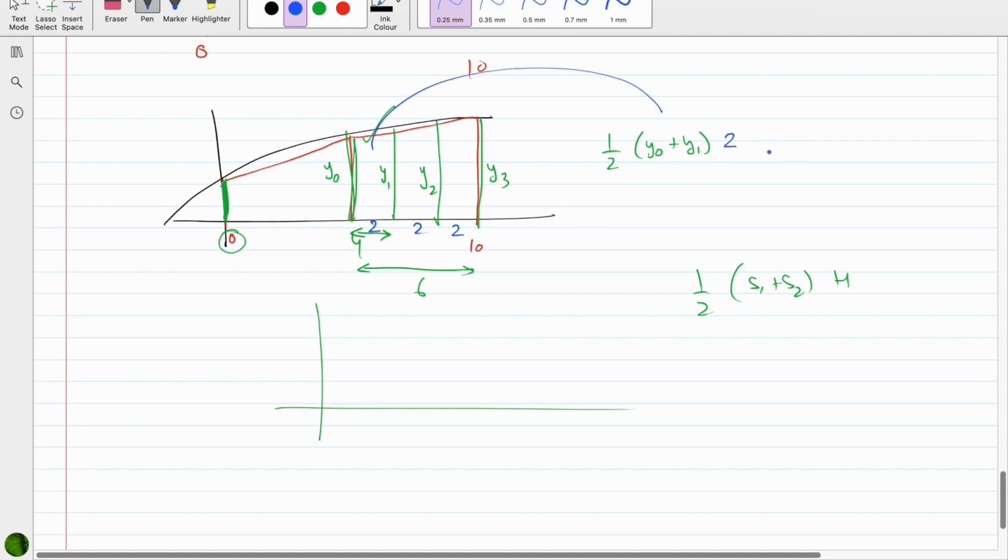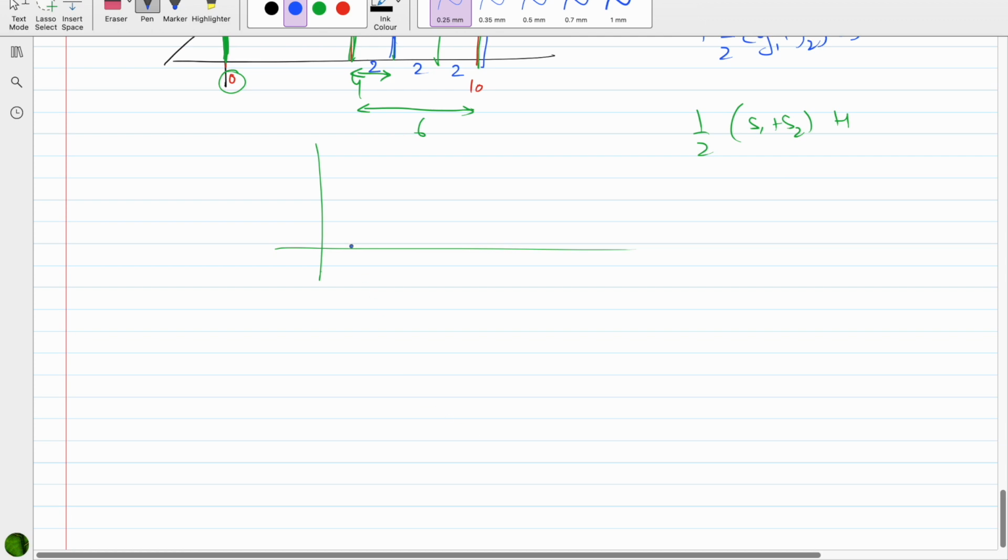For the first trapezium, and now for the second trapezium, it is 1 by 2 times y1 plus y2, and the height is again the same. So you see y0 comes one time, y1 comes two times, and so on, and the last one will also appear a single time. So we can use the formula 1 by 2.